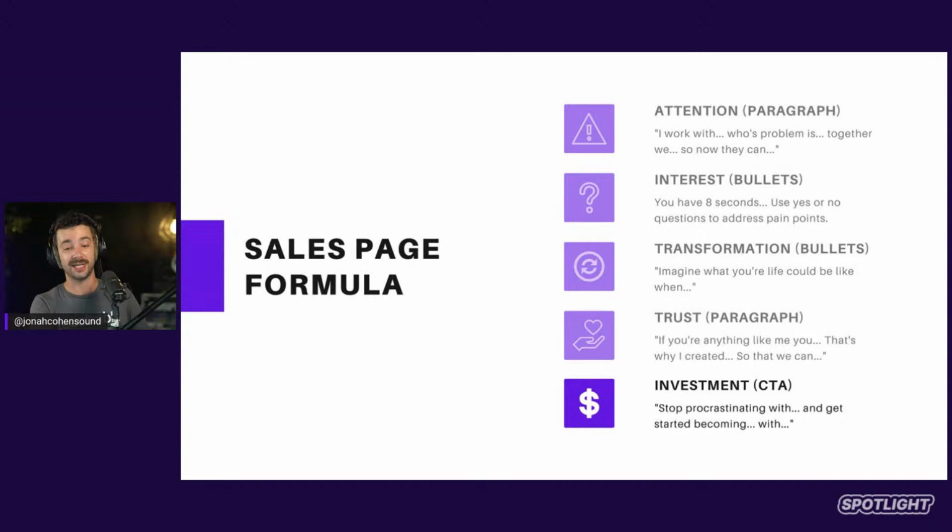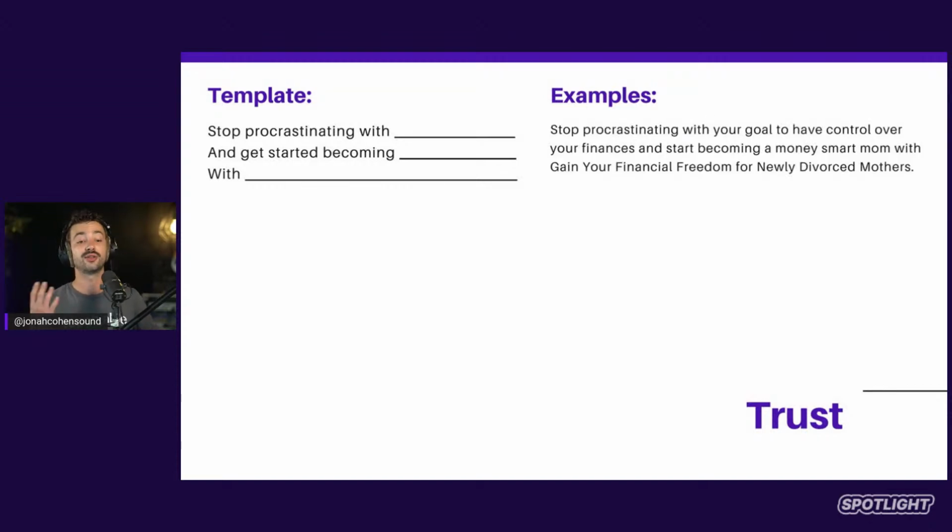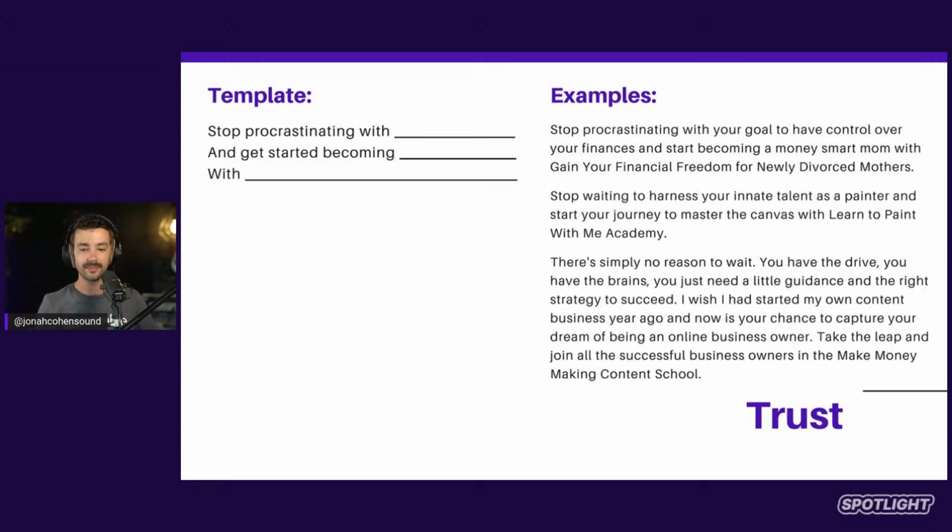And last, your investment CTA, right? Stop procrastinating with blank and get started becoming blank with blank. And again, I want to remind you to be flexible and adapt this to your brand. Try a bunch of different ways, refine over time. You'll get better and better at this. So stop procrastinating with your goal to have control over your finances and start becoming a money smart mom with gain your financial freedom for newly divorced mothers. Boom. Powerful one sentence CTA.